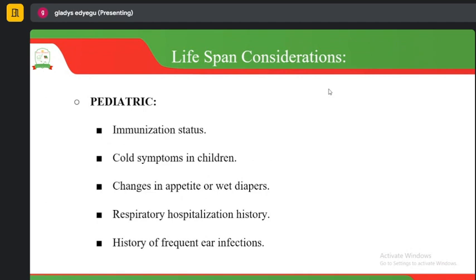Then history of frequent ear infections. This one is also very key for you to find out whether these children have gotten any ear infections, because you know very well there are a number of connections between the ear and the respiratory system. So those connections can also cause infection to the respiratory tract and therefore cause a lot of havoc in the respiratory system. So this has to be noted and this has to be clear so that you can be able to connect and articulate things as a health worker.